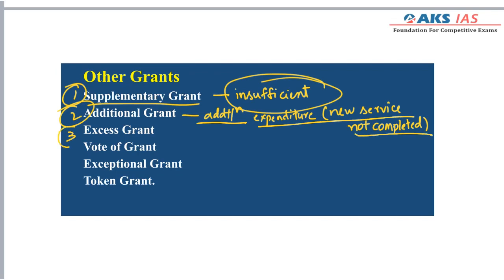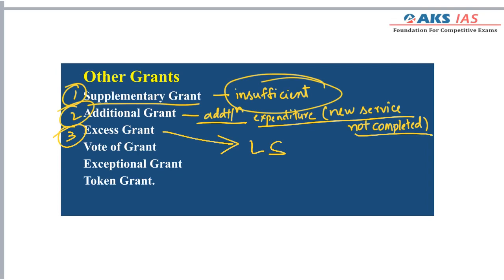Coming to the third one, called the excess grant. It is granted when money has been spent on any service during the financial year in excess of the amount granted to the service in the budget for that year. This excess grant will be voted in the Lok Sabha after the financial year.